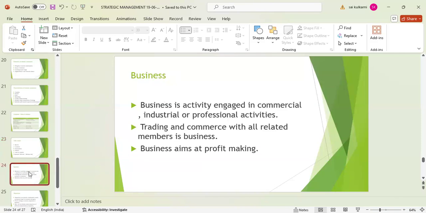Now the next concept. It is very basic, but it is very important. Business. What is business? So business is exchanging product and money.